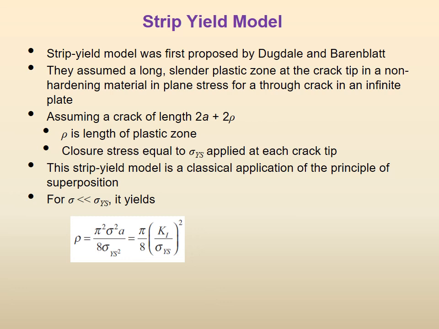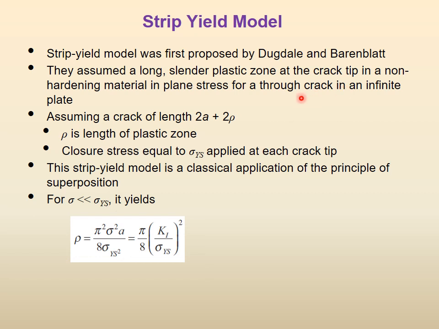Now we go to the second correction, the strip yield model. Remember, when we started this topic, plasticity correction, then we said that Irwin approach and strip yield model are 2. So strip yield model was first proposed by 2 scientists, Dugdale and Barenblatt. They assumed a long, slender means thin, a long, thin plastic zone at the crack tip in a non-hardening material in plane stress for a through crack.